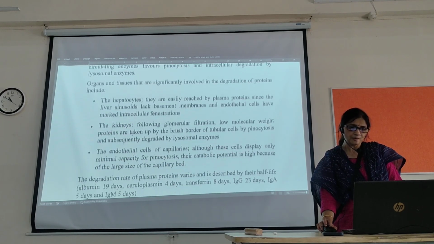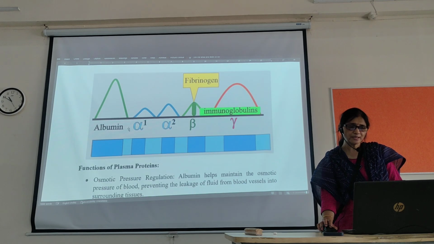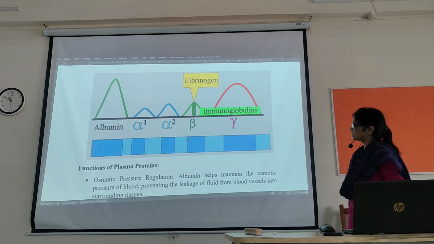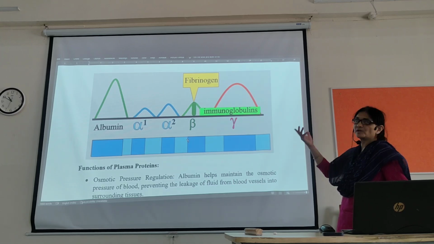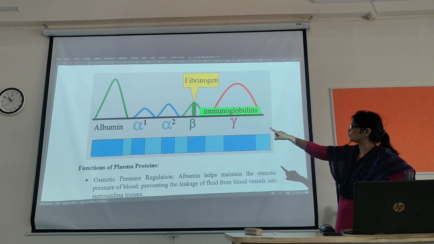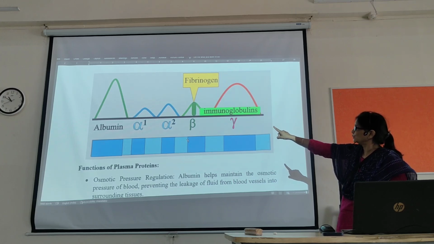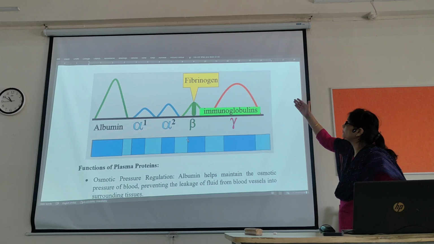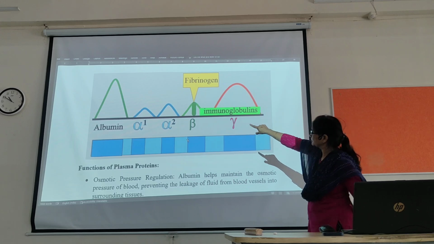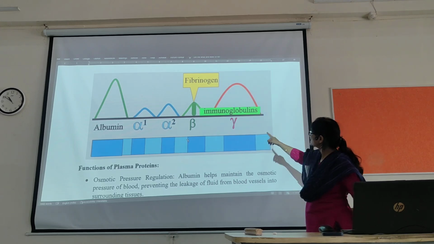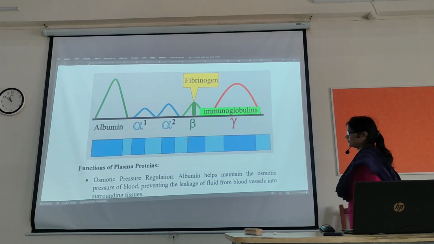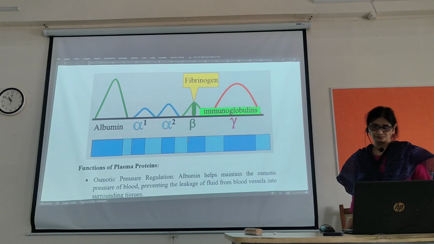Then catabolized, and you can see the structure, how the plasma protein looks. So plasma protein has three components that we have seen normally. The albumin peak is like this, alpha 1 is there, alpha 2 and beta, then fibrinogen, which is the clotting factor, is attached to beta globulin. Okay, and this is the gamma globulin, that is, immunoglobulins are antibodies.